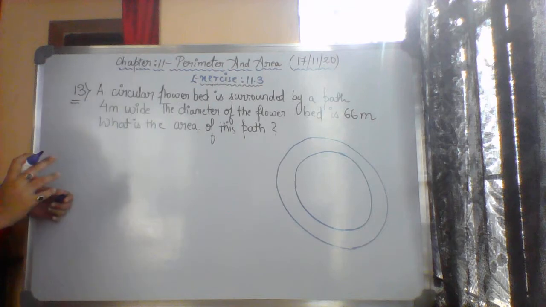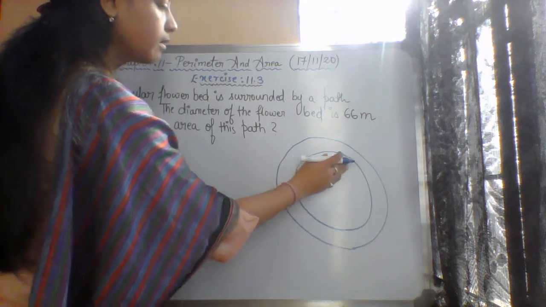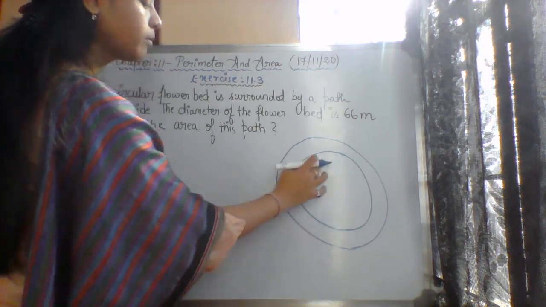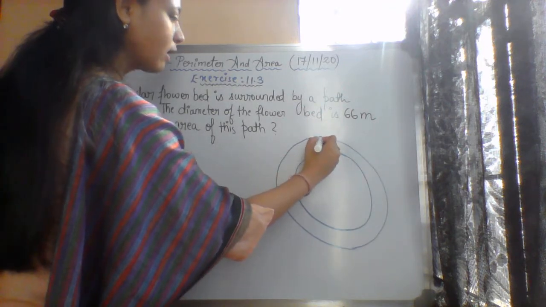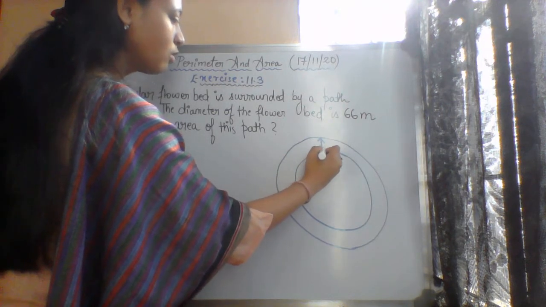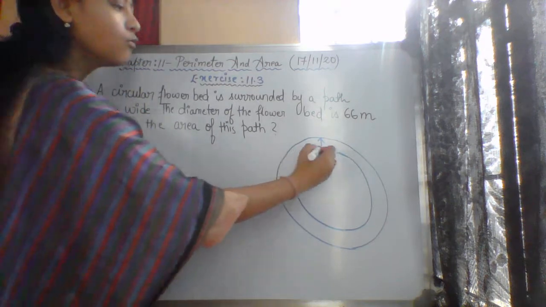Okay, see, it is surrounded. This is the flower bed. This part is the flower bed and this is the path which is 4 meter wide. What is the width of this path? 4 meter.